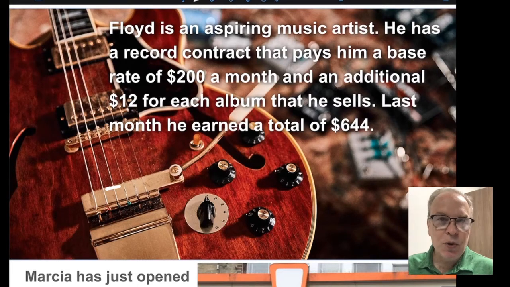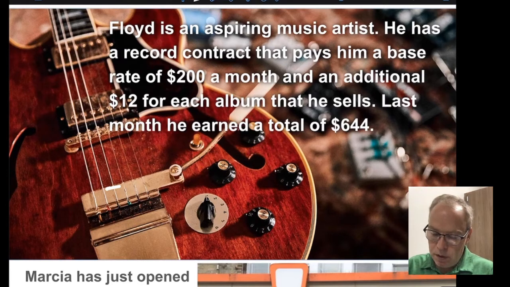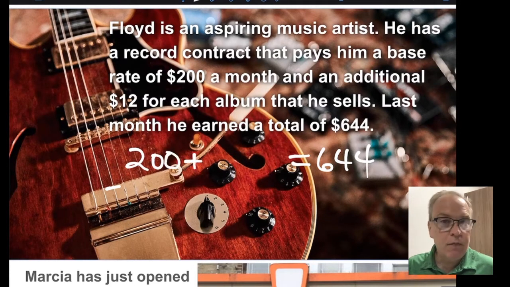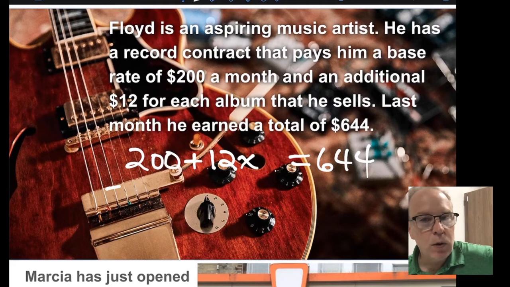Okay, let's go through this. So we want to set up an equation because we know his paycheck equaled $644. So what makes up his paycheck? Well, there was the $200 part, and then there was added to that $12 for every album. So I'm going to use x, and you could use n as in Nancy or number. I like to use x. Most students do too. So 200 plus 12x equals 644.